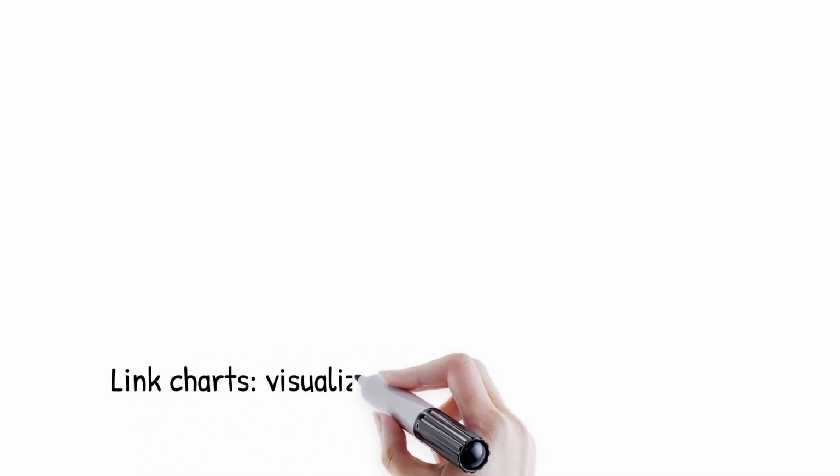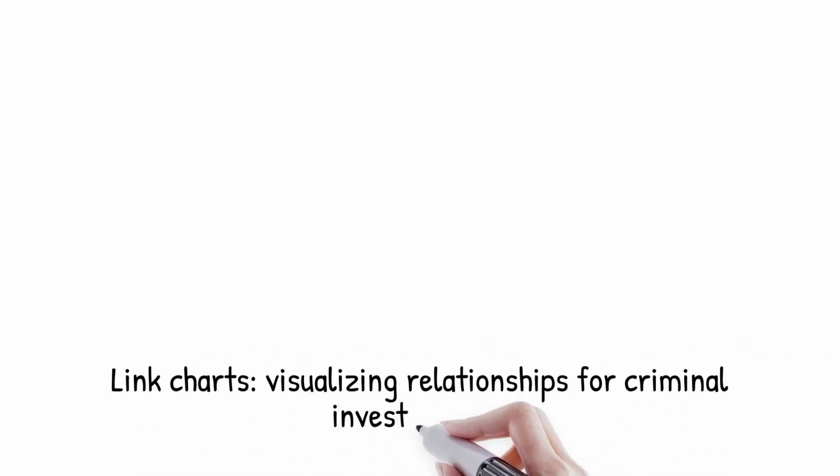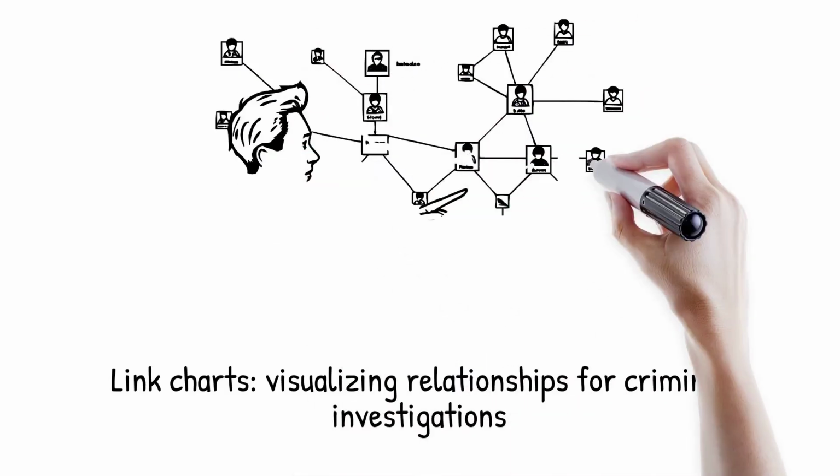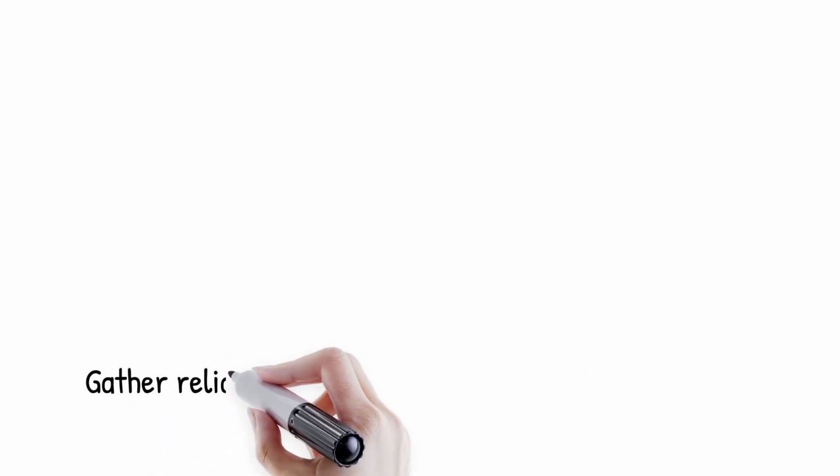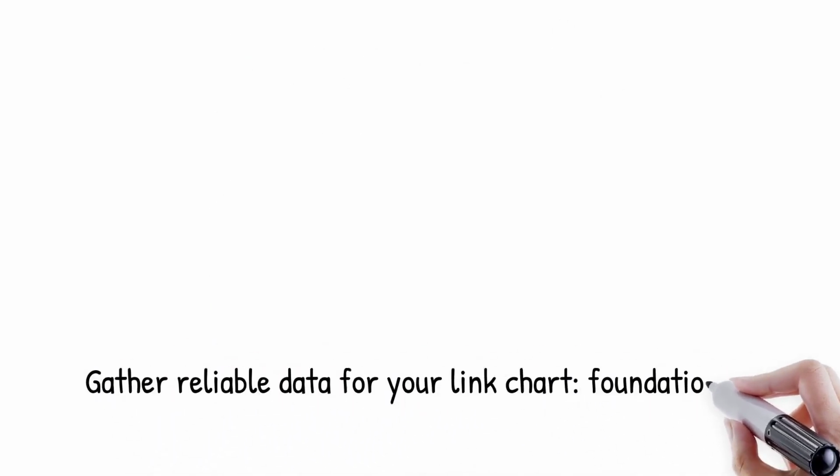Link charts are visual representations of relationships among different individuals, events, or objects. These charts help criminal analysts piece together clues, unravel complex investigations, and identify critical connections that might not be obvious at first glance. To create a great link chart, start by gathering reliable data.